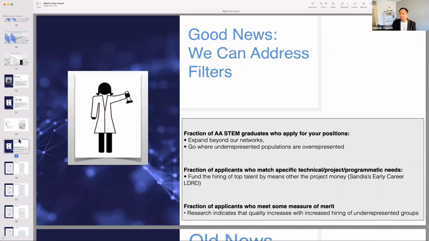So I think what we need to do is, rather than trying to change the pattern, let's at least expand our networks and make sure that we are collaborating with people from underrepresented groups. And one of the ways to do that is to go where the underrepresented populations are overrepresented, go where there's clustering, work with people at historically Black colleges and universities, Hispanic serving institutions, and what have you. That was my thinking.